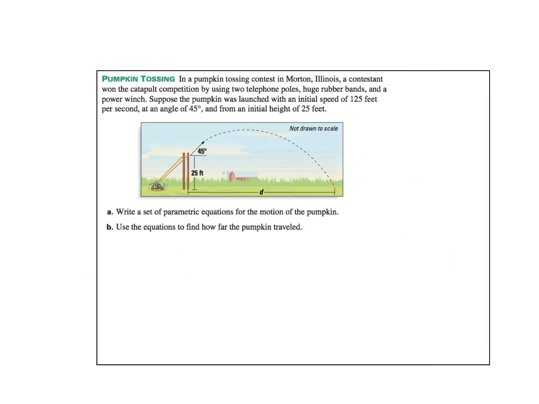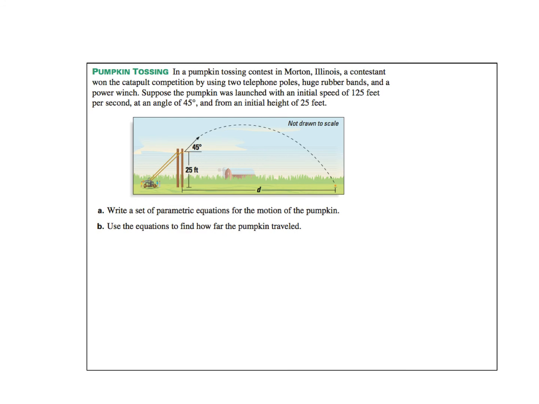All right, so this example from the textbook, pumpkin tossing. In a pumpkin tossing contest now in Morton, Illinois, a contestant won the catapult competition by using 2 telephone poles, huge rubber bands, and a power winch. Suppose the pumpkin was launched with an initial speed of 125 feet per second at an angle of 45 degrees and from an initial height of 25 feet. Write a set of parametric equations for the motion of the pumpkin.